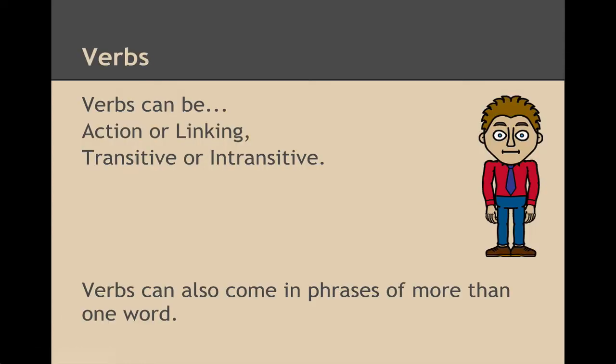Okay, there again, action or linking, transitive or intransitive. Verbs can also come in phrases of more than one word, and that is the essence of this section. We have action verbs, linking verbs. Action verbs can be transitive or intransitive, and all verbs can come in phrases of more than one word. So that's the essence here of what we're going to be going over.